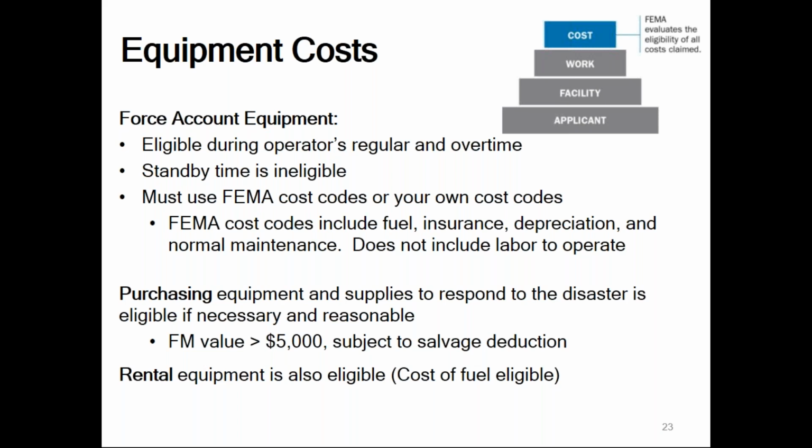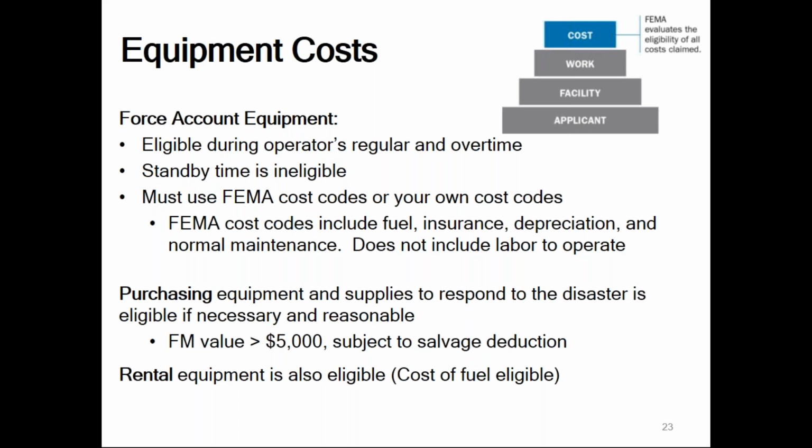If you have a cost that you normally use for an hourly rate for that, we could use yours, or FEMA has cost codes that we can use as well that will assign an hourly rate to that specific piece of equipment. FEMA's cost codes, however, do include fuel, insurance, depreciation, and normal maintenance. But this does not include the labor to operate it, so that would be a separate thing you would need to track. Purchasing equipment and supplies to respond to this disaster can be eligible if it's necessary and reasonable.